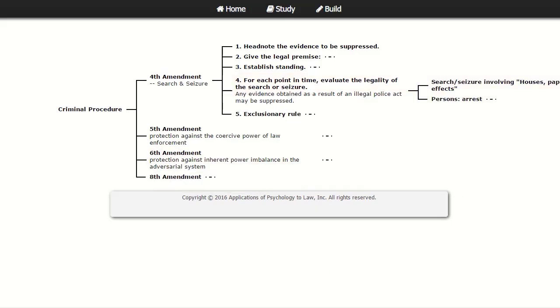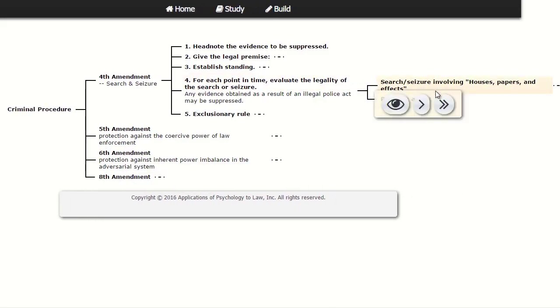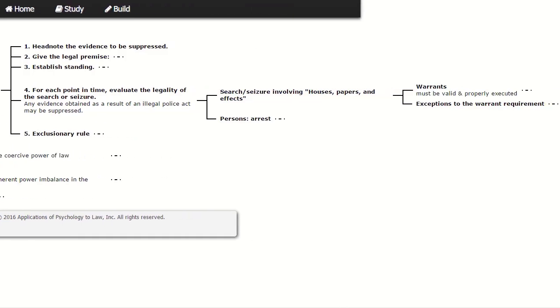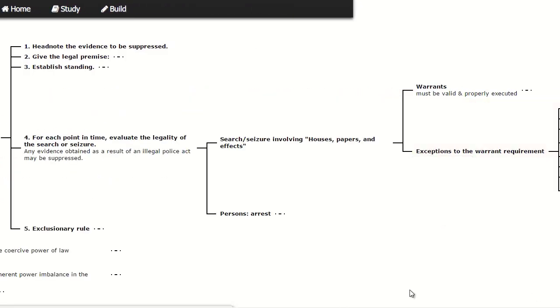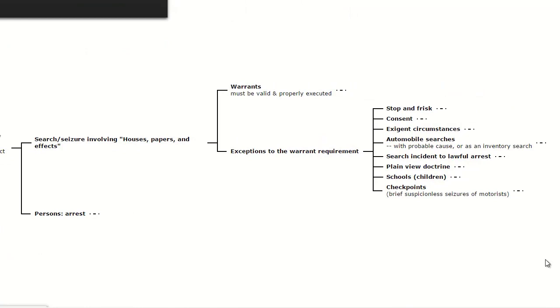There will never be a warrant. There'll always be warrantless searches. So what we need is an exception to the requirement of a warrant. Your job then, as it is in every Fourth Amendment problem, is to go through each and every possible exception and analyze whether or not they apply.